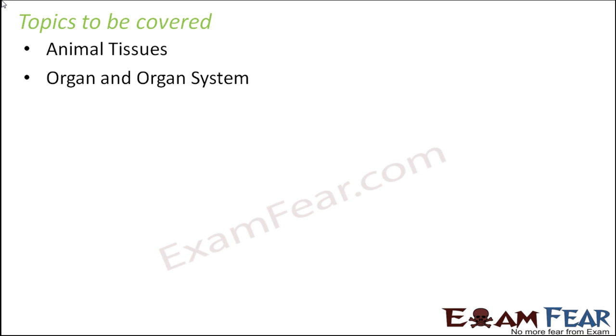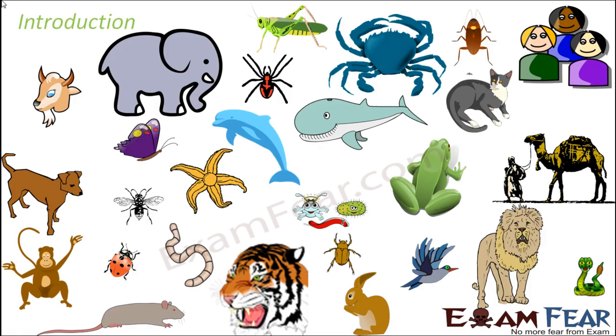Things to be covered in this lesson are animal tissues, organ and organ system, earthworm, cockroach and frogs. Okay, so in our previous lesson we spent some time understanding the morphology and anatomy of plants. So we looked at the external features as well as the internal features and characteristics of different types of plants.